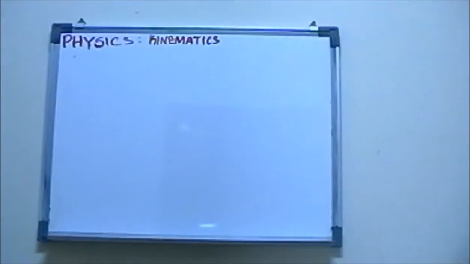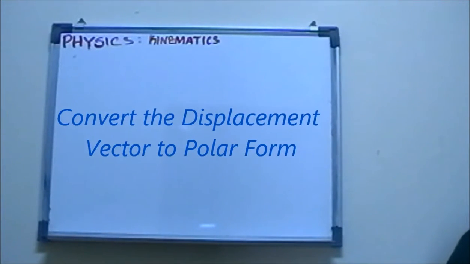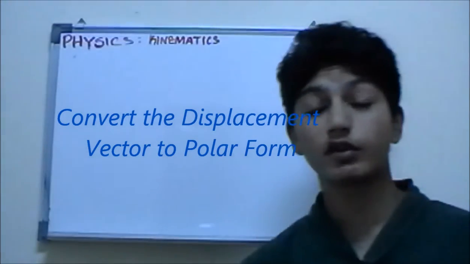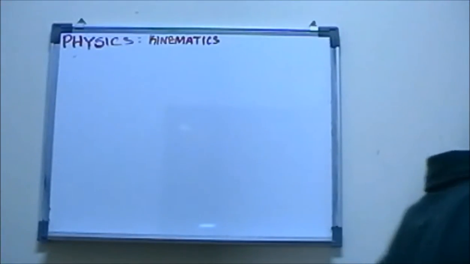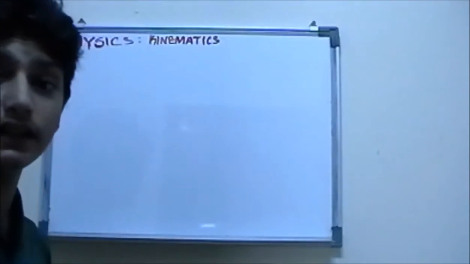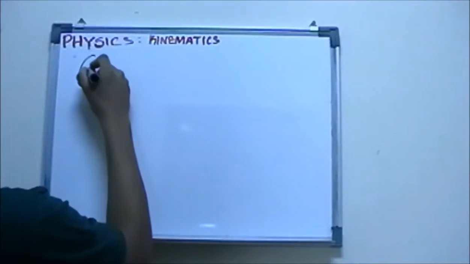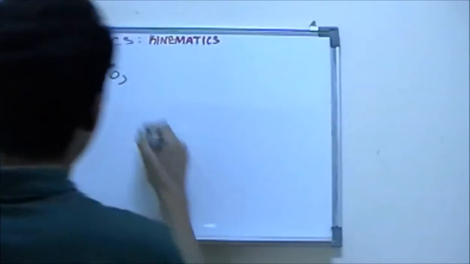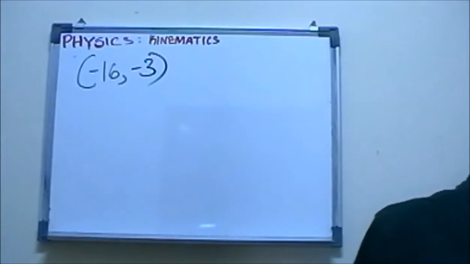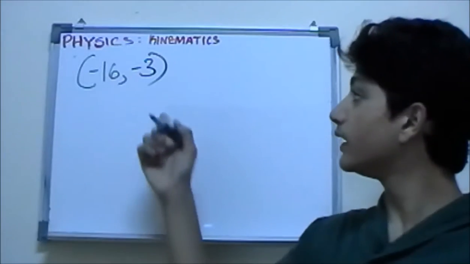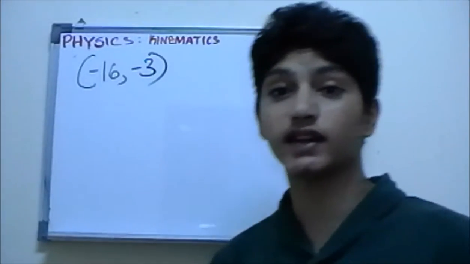So our next example is converting a displacement vector from the previous example to polar form. Now in this example we will be changing our units. Our answer was -15 and -4, but in this case we will be using -16 and -3. And this is the displacement that we got. Now we need to find the polar form. How do you find the polar form?